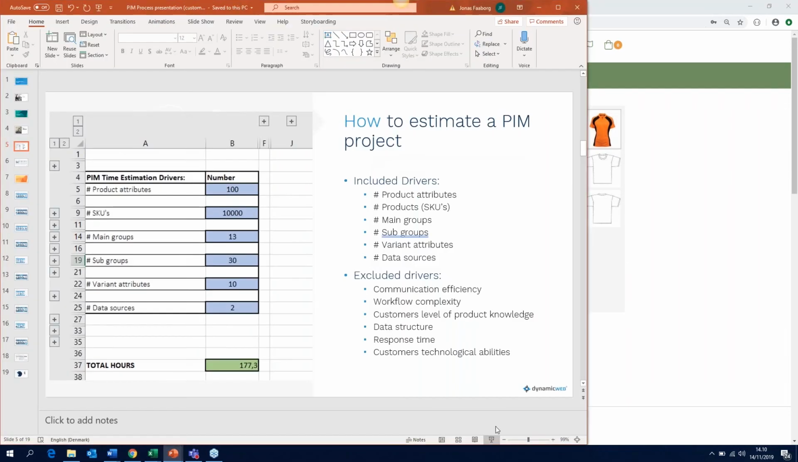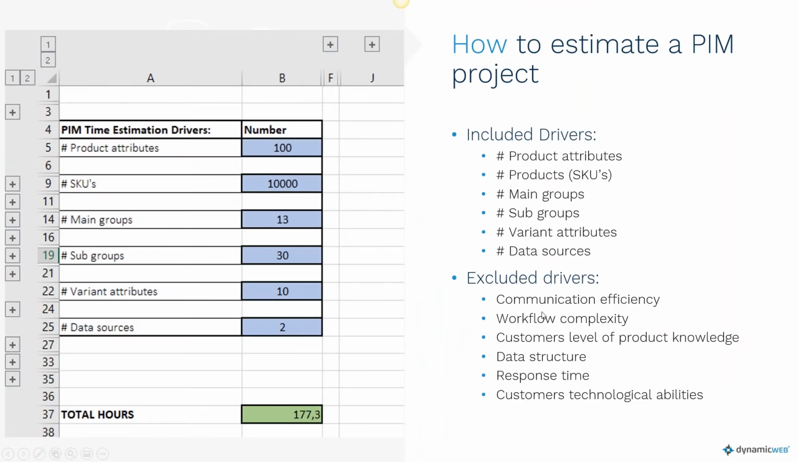So if we jump back to the PowerPoint, the last one is how many data sources are relevant for the import of products or product attributes to Dynamicweb. And it's clear that several data sources will naturally increase the complexity of the analysis phase within a PIM project. It introduces a higher risk for duplicate products and bad data, and it might also result in several import jobs in order for us to get all the data into Dynamicweb that we would like. So that was the logic behind all the included drivers that we have.